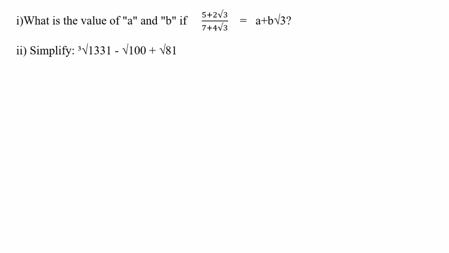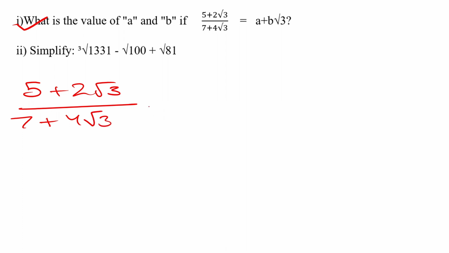Right. Now this is a pretty simple question, and I hope you guys will be able to understand the way I'm explaining all of them. So what is the value of A and B in this information? First one, 5 plus 2 root 3 by 7 plus 4 root 3.